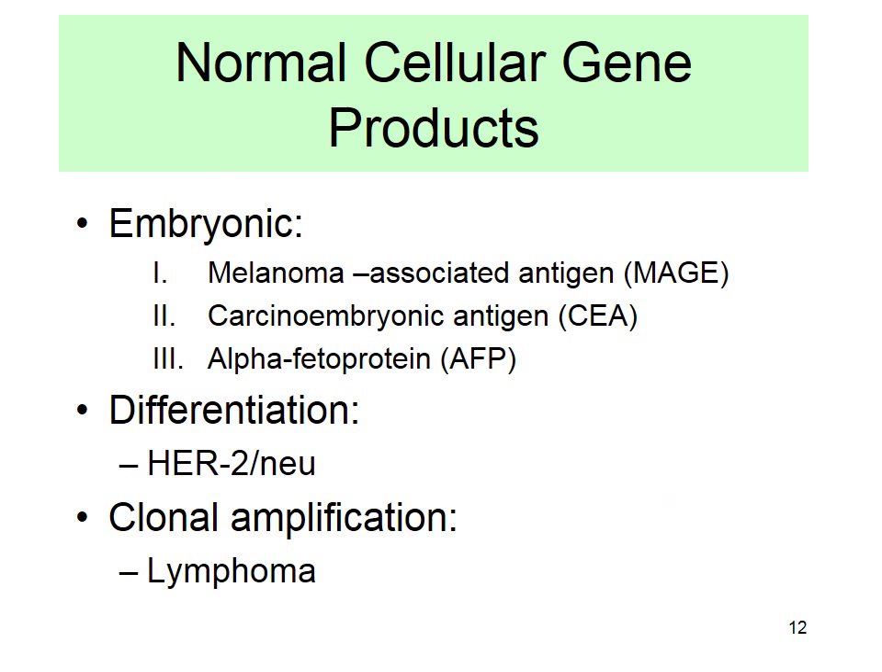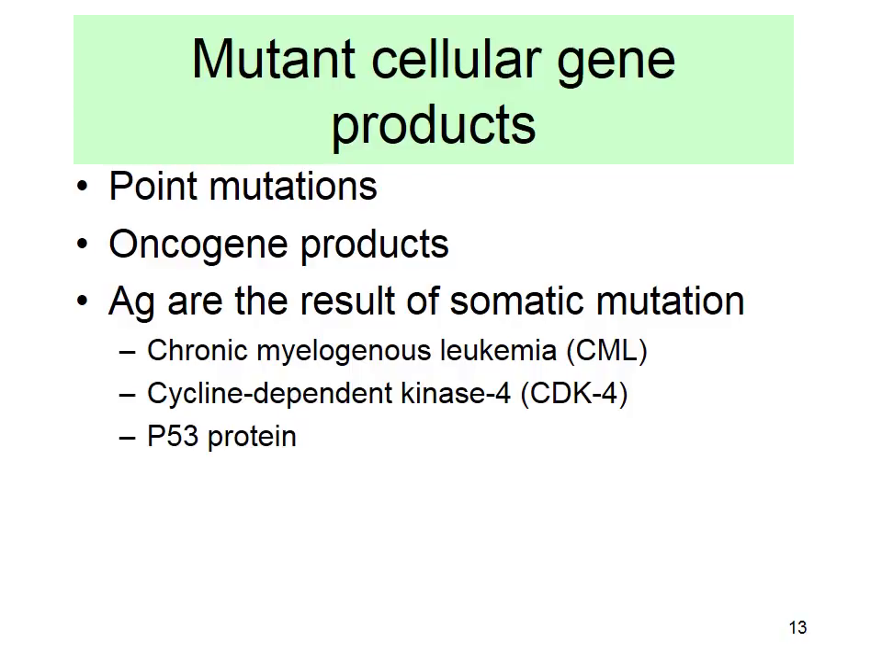Okay, right. So recap of what I just said. Embryonic, melanoma is important. Carcinoembryonic antigen, CEA, and alpha-fetoprotein are important. Differentiation, I just told you, HER2 for breast cancer, and clonal amplification, I just told you, because if these cells are dividing over and over again, they may cause cancer. Now, when it comes to mutant cellular gene products, we have point mutations occurring normally.